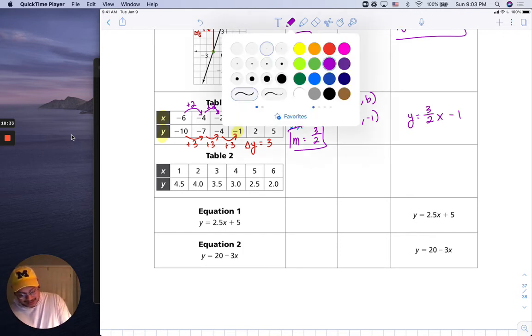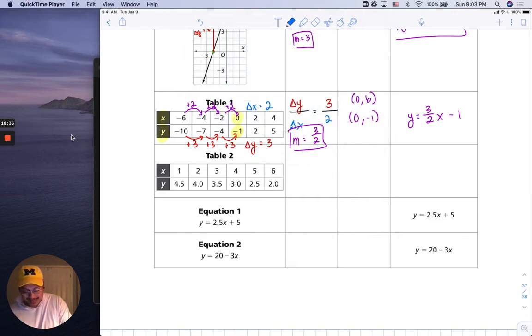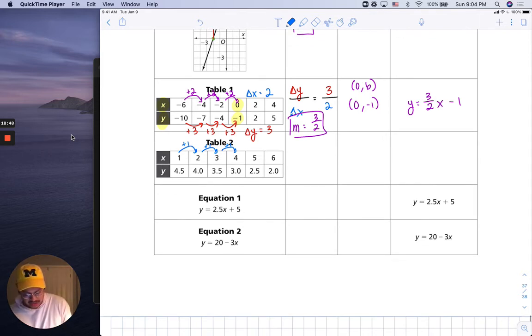Alright, hopefully you paused the video. Let's go ahead and take a look at this. Let's find our horizontal change and our vertical change. As we go from 1 to 2, that's adding 1, and 2 to 3, that's adding 1. It's safe to say that the change in x is 1.